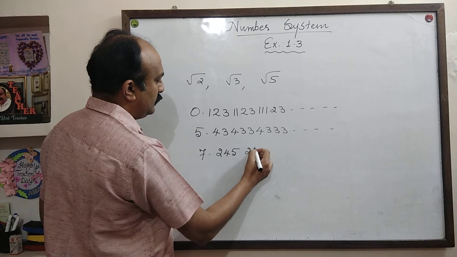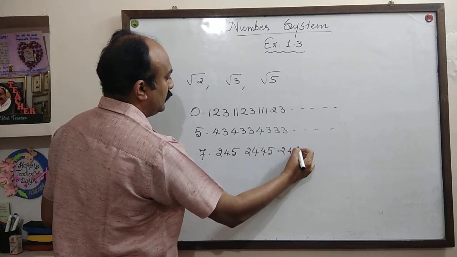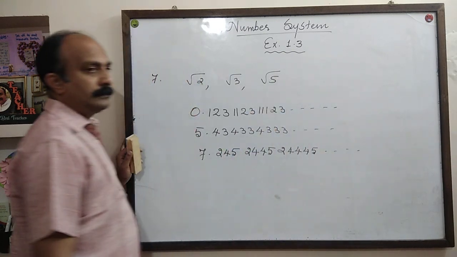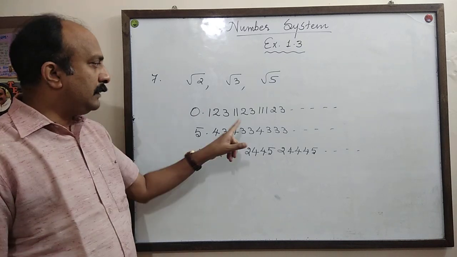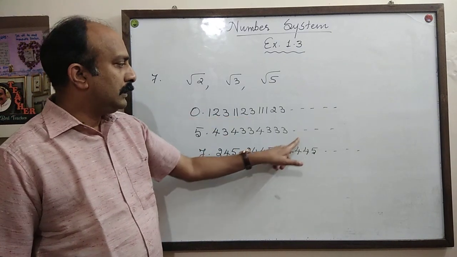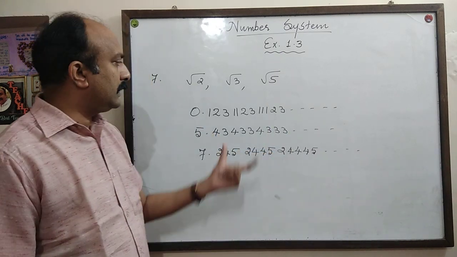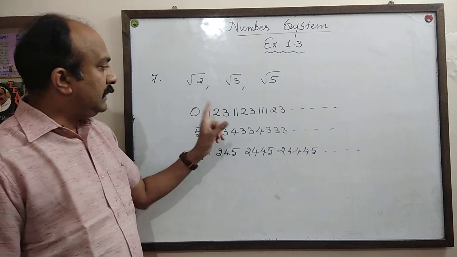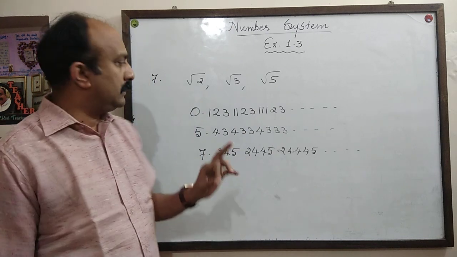7.245 2445 dash dash dash. Look at these decimal numbers. These decimal numbers are non-terminating. You can see this dash dash dash at the end. That means it is non-terminating. Now they are non-recurring also. See, these digits are not repeating in any particular order.